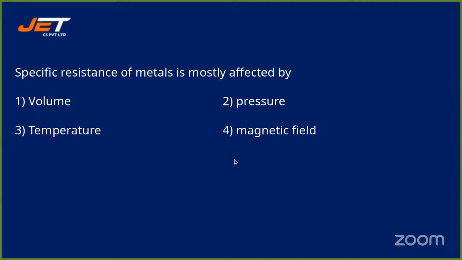Specific resistance of metals is mostly affected by. So again, same, R is equal to rho L by A. So specific resistance is a resistivity, right? Resistance depends on temperature and all. So the answer will be temperature.